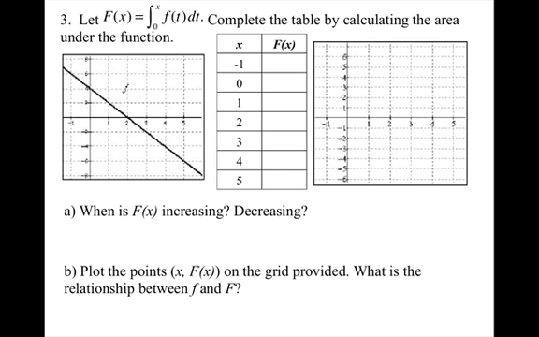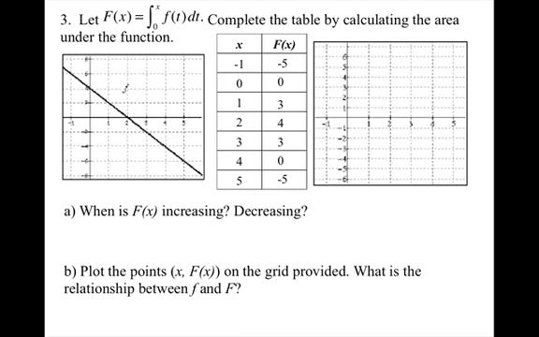Let's see how we did on the graph for the table. You should have gotten from 0 to negative 1, negative 5. 0 to 0 is 0. 0 to 1, 3. 0 to 2, 4. 0 to 3, 3. 0 to 4, 0. And 0 to 5, negative 5.